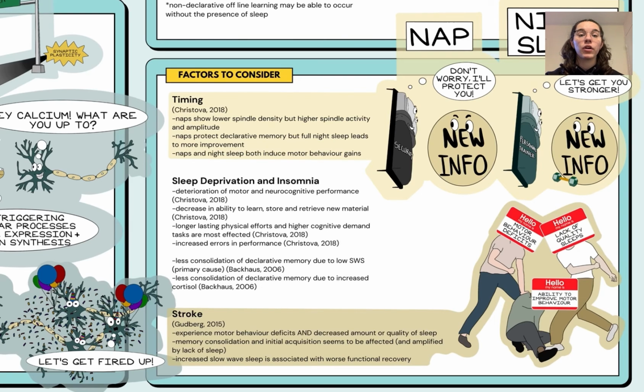Studies have shown that tasks involving longer lasting physical efforts and or higher cognitive demands are the most affected by sleep deficits. Additionally, studies have shown that an individual that is sleep deprived is more likely to have errors in their performance than someone well rested.